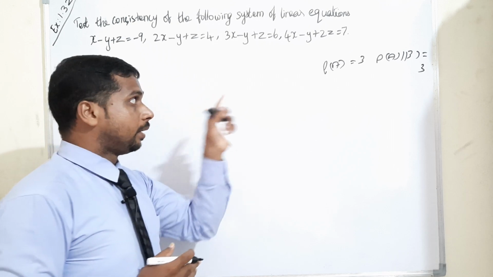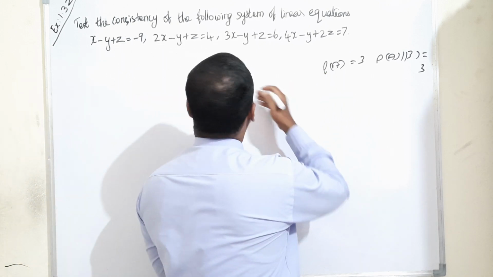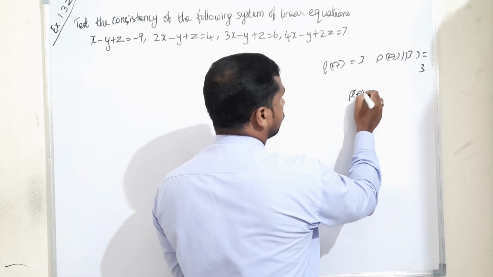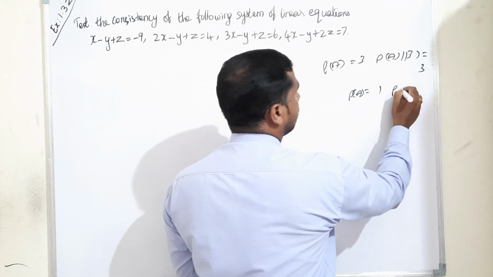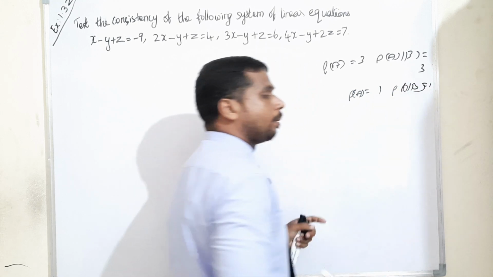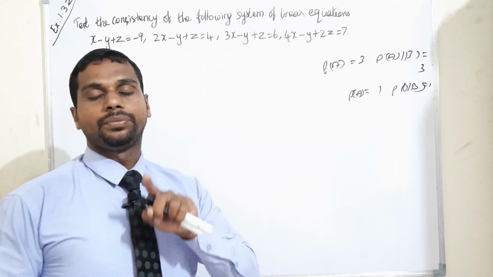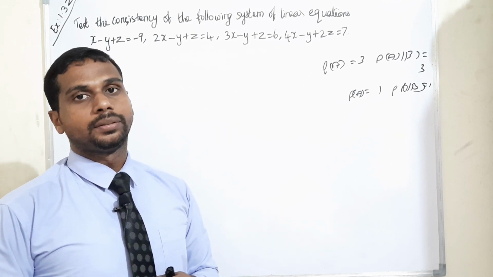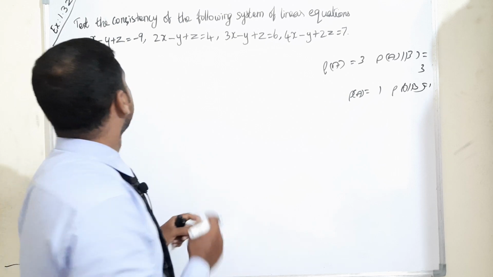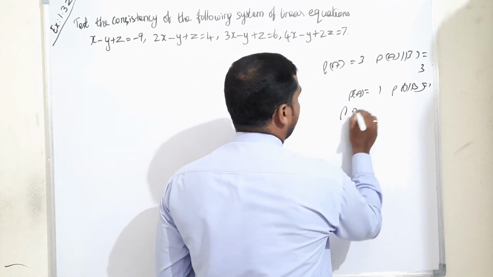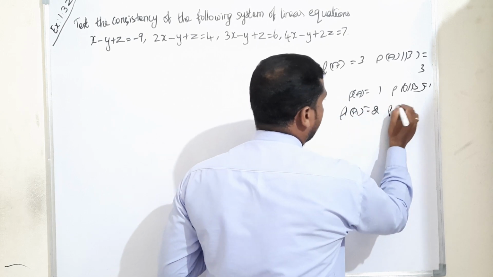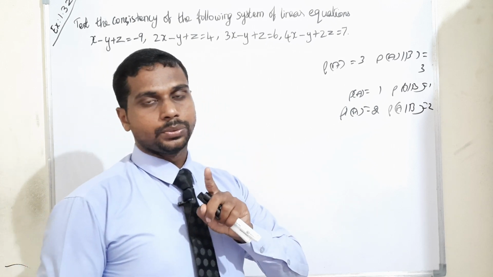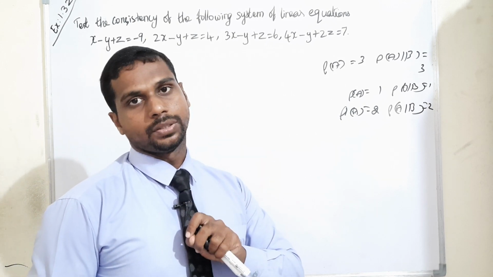In the previous example we had a two-parameter solution: the rank of A is 1 and the rank of A with B is also 1, but the number of unknowns is 3. That's why it is a two-parameter family of solutions, example 1.31. But in 1.30, the rank of A is 2 and the rank of A with B is also 2, but the number of unknowns is 3, so we considered a one-parameter solution.